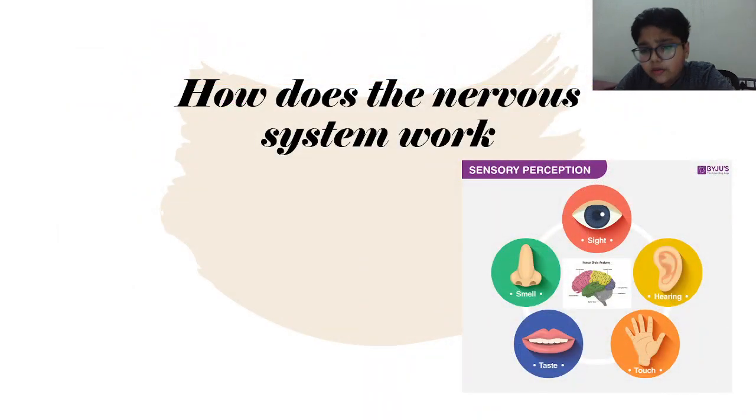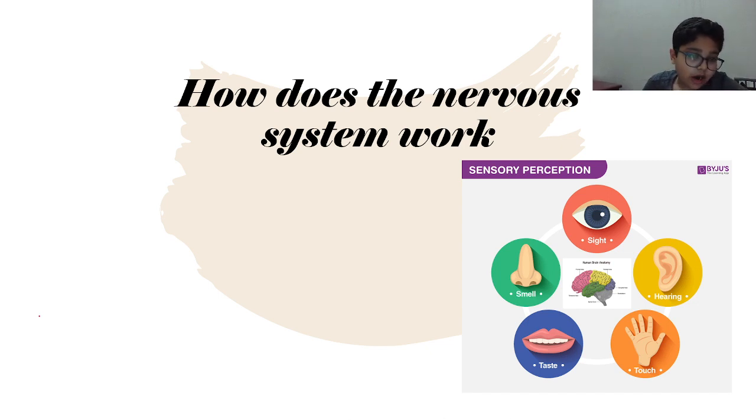So we think, how does the nervous system work? It tells us to do things. How does it tell us to do things? Is that magic? No, it's like magic, but not actually. Okay, let me tell you.